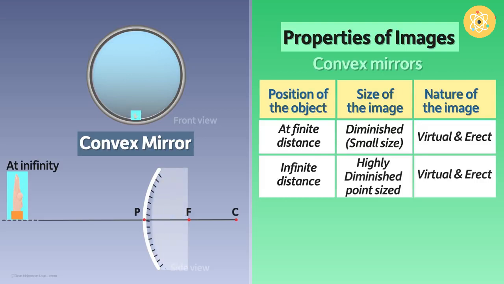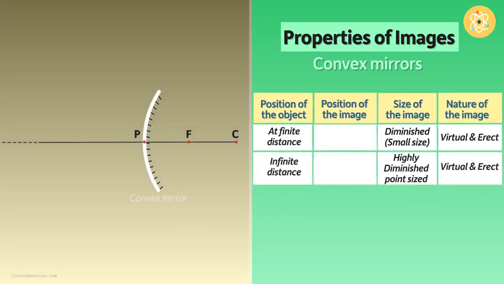It is at a finite distance behind the mirror, even though the object is infinitely far away. In fact, this is the maximum distance at which an image can be formed. An image in a convex mirror cannot be formed behind this point. We will now represent the image formed by a convex mirror using ray diagrams.